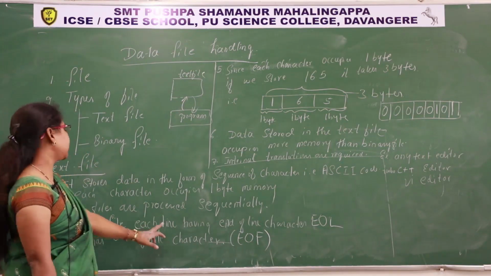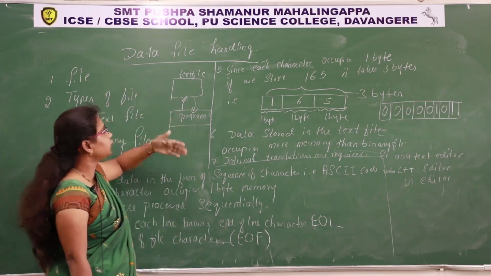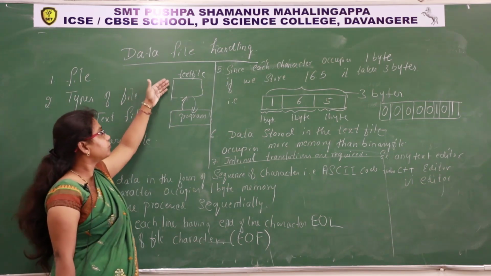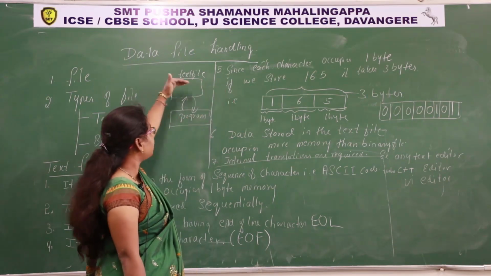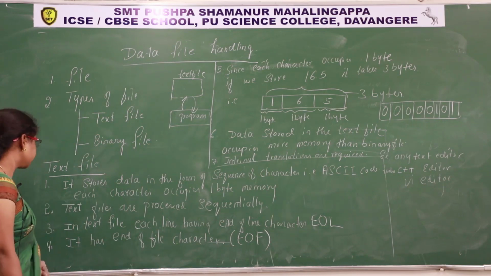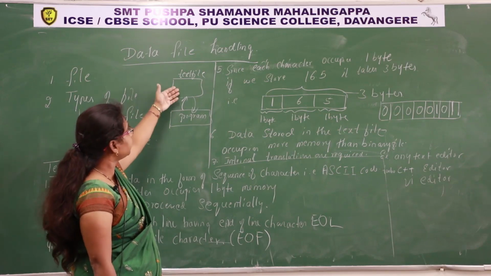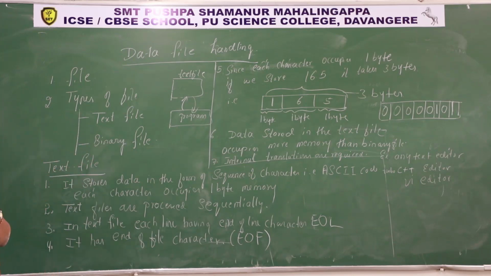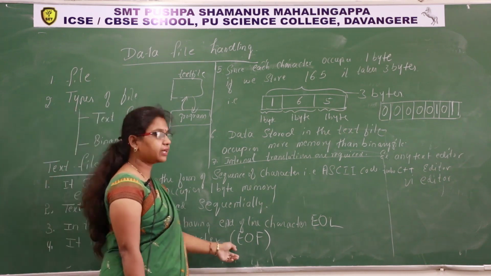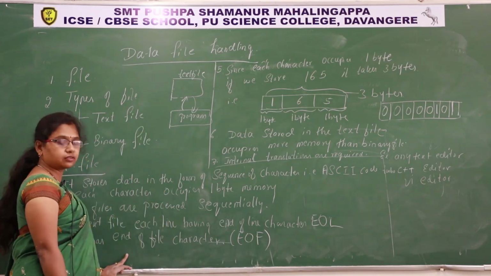In a text file, each line has an end of line character. If you keep on storing values into the text file, when it reaches the end of line character, the cursor automatically comes to the next line. And there is an end of file character. At some point the file is filled with data. How do we come to know whether the file is filled or there is no space in the file? When we reach the end of file character, then we understand there is no space in the file. That facility is there in the text file.